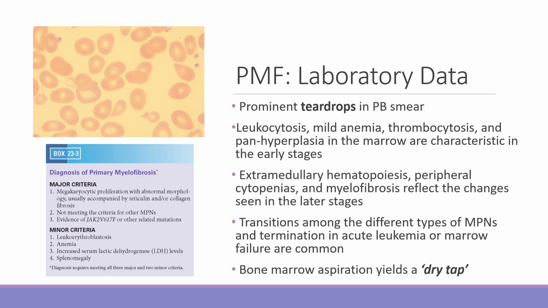Okay, minor criteria, leukoerythroblastosis. Anemia, increased serum lactate dehydrogenase, which is LDH, we just call it for short. And then splenomegaly. So diagnosis requires meeting all three major and two of the minor criteria for it to be confirmed as a primary myelofibrosis.